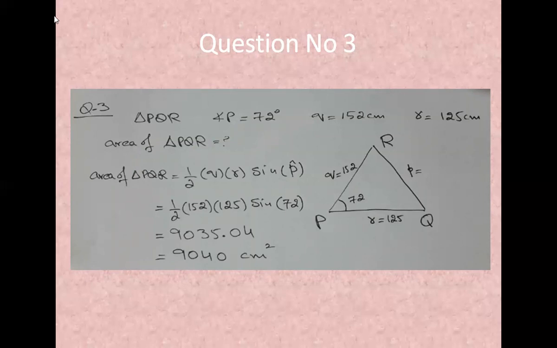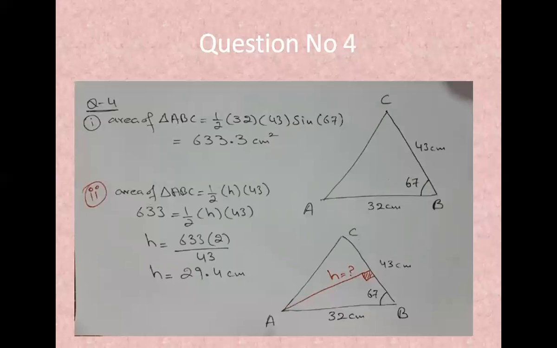So up here you can see, for your understanding, I've drawn the triangle PQR. So this side will be small q, this will be small r. This is 152, this is 125, the angle P is 72 degrees. So if you want to find out the area of this triangle, you have to write down the formula, 1 divided by 2 into q into r into sine of P. So it will be 1 divided by 2 into 152 into 125 into sine 72 equals, and that will be 9035.04, which if you round it off, will be 9040 centimeters square.